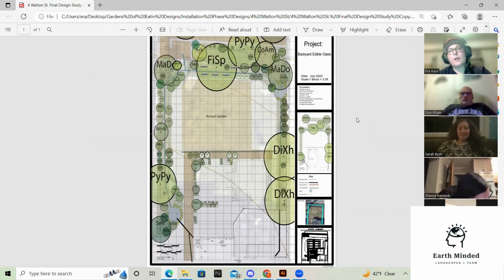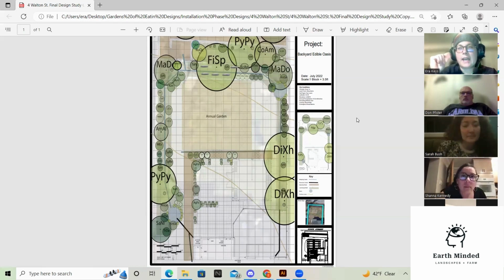A common flower that is used in annual gardens and in market gardens is alyssum. Is it? I don't know if I'm saying that right. Sarah, am I saying that right? Alyssum. Alyssum. So this is like the native version of that. So I really like to use it in the same ways as that.